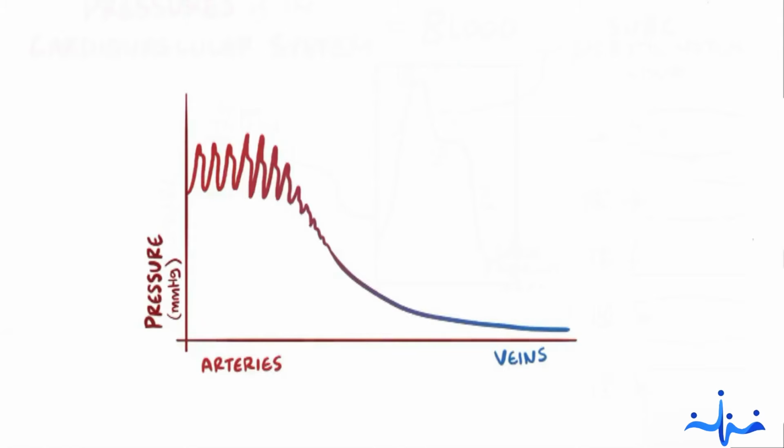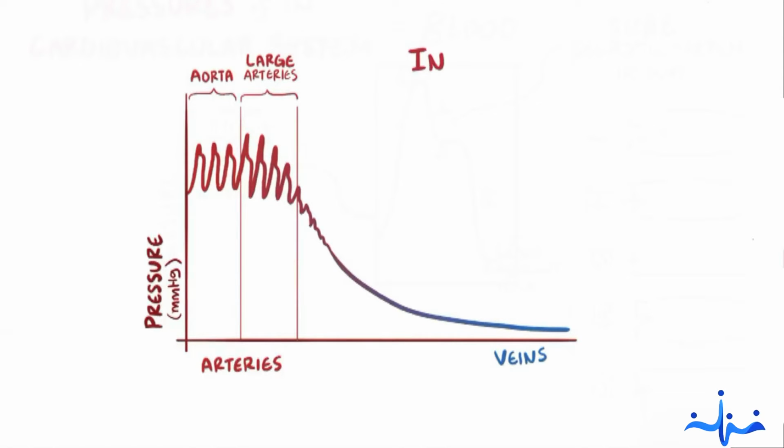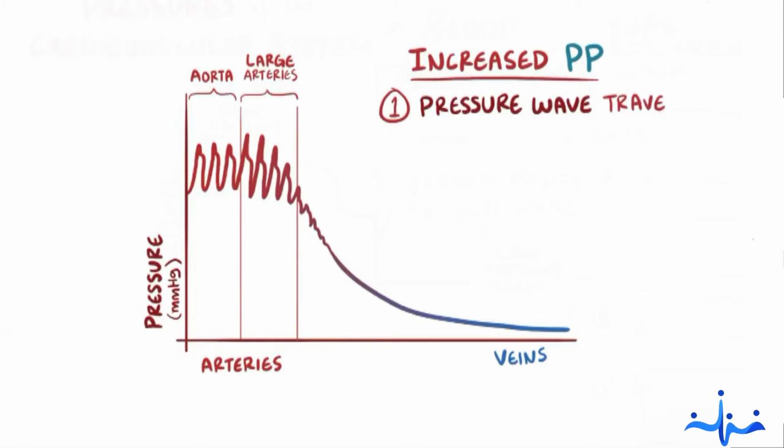A second interesting thing to notice is that the pulse pressure in the large arteries downstream of the aorta is larger than in the aorta itself. There are a couple of reasons why this happens. One is that the pressure wave from the contraction of the heart travels a tiny bit faster than the blood itself.